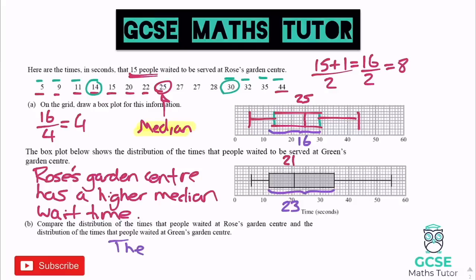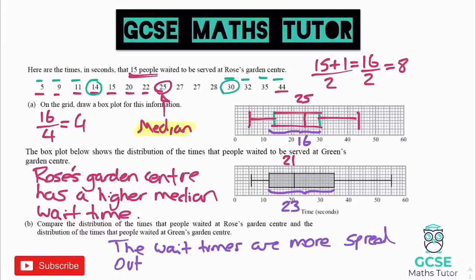There we go. The wait times, okay, are more spread out at Green's. There we go. You could even say shown by the interquartile range. But obviously thinking about what that means, it means that obviously at Rose's garden centre there, with 16 being the interquartile range, those times are a lot more compacted into the centre there than obviously Green's that are a little bit more spread out. There's obviously an interquartile range of 23 in between those time frames there, shown by the box plot. So there we go.